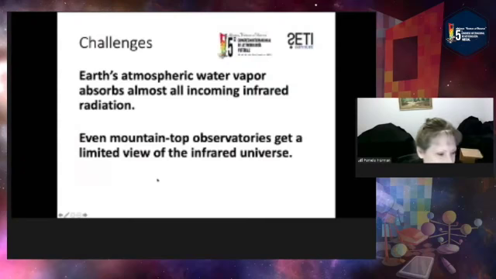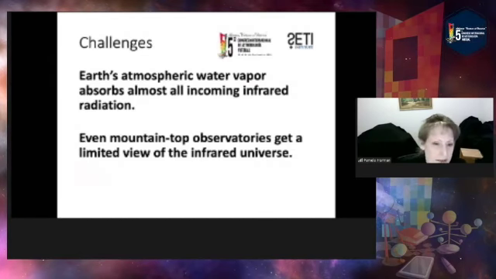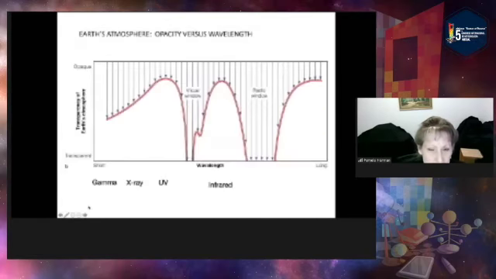So what are the challenges around using infrared light in astronomy? Earth's atmospheric water vapor, the moisture around us, absorbs almost all the incoming infrared radiation. Even mountaintop observatories get a very limited view of the infrared universe. So what does this mean? Here's a chart that shows opacity versus wavelength. So the further down the light travels, it's transparent. We see right here in the visual window, our atmosphere is transparent. We can see, we can detect it.